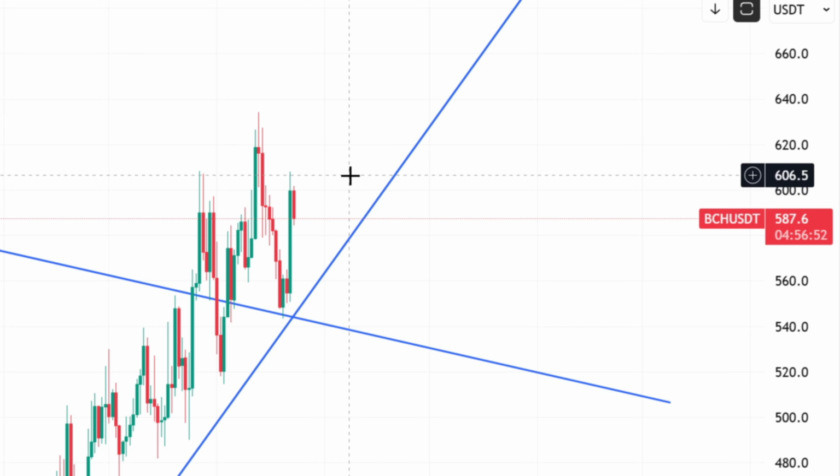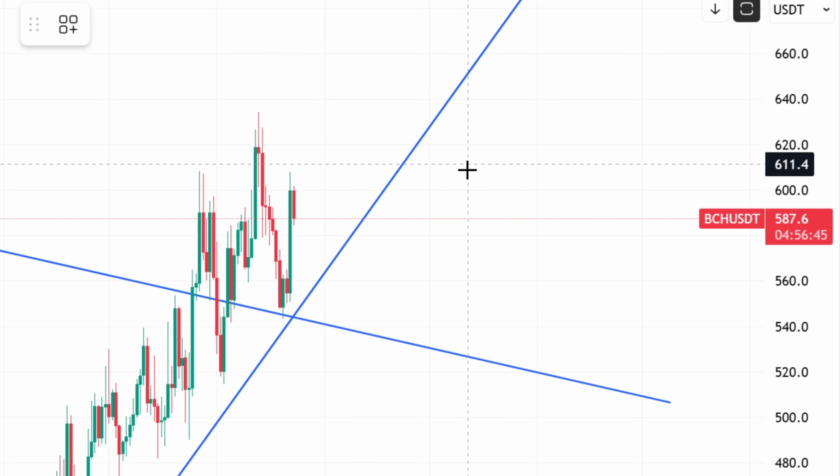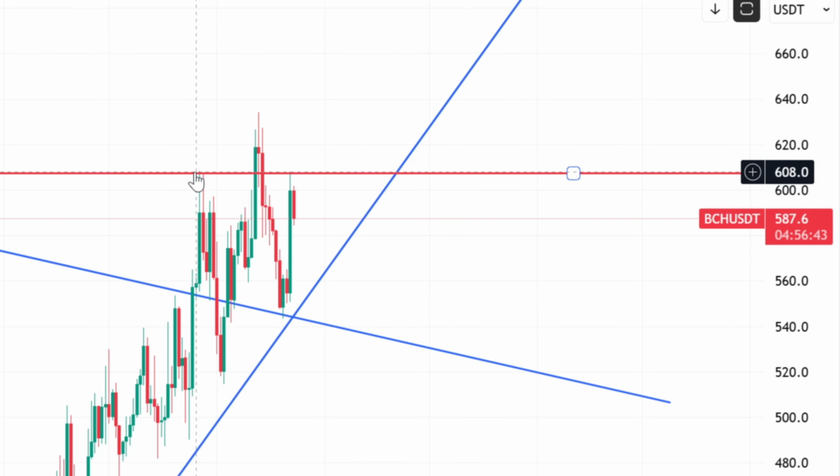But we face some resistance currently right here at this level. You can see we have touched it here, we have touched it here. Here we made a little breakout and then quickly came back. And that is of course a level that we want to see get broken.